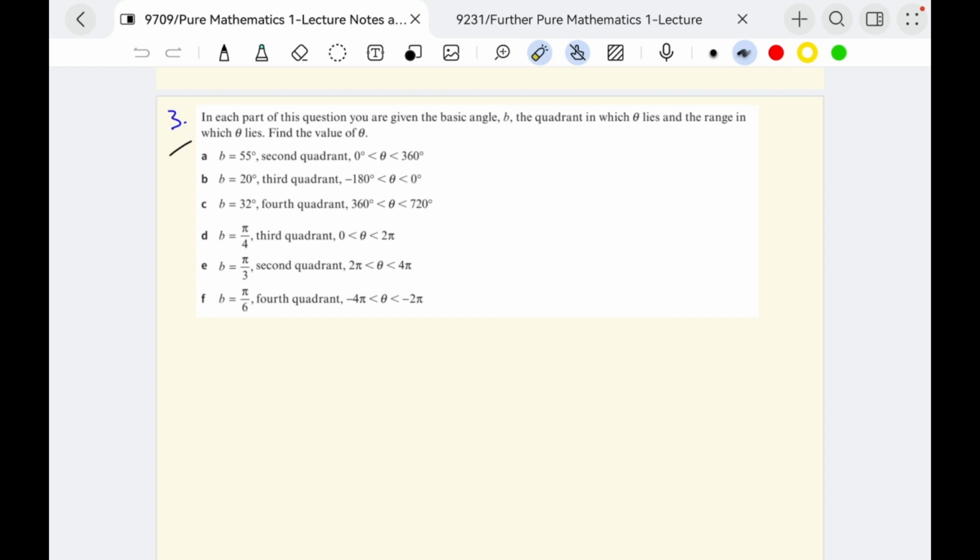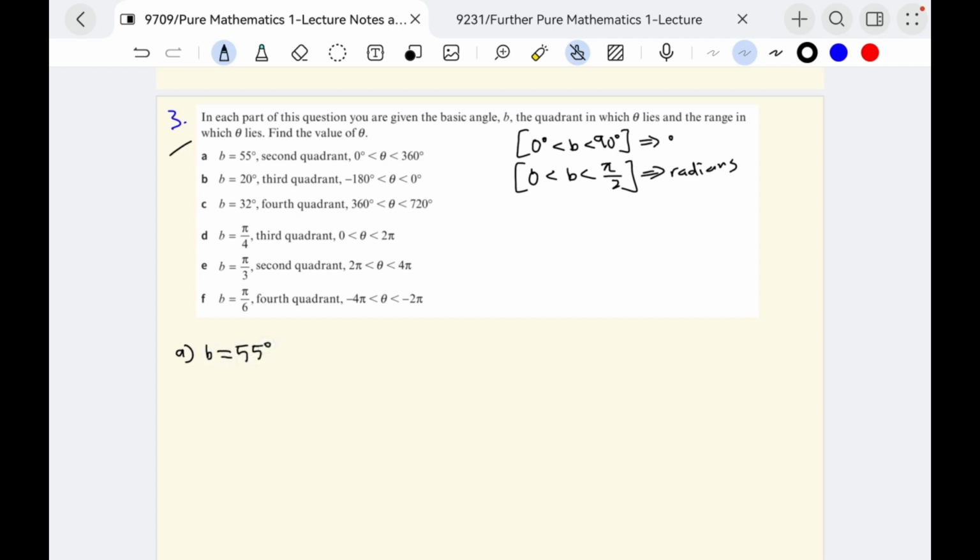In each part of this question, you are given the base angle. The condition of the base angle is from 0 to 90 degrees, or from 0 to pi over 2. This interval is for the angle in degrees, and the next row is for radians. So let's start from A. Given that its base angle is 55 degrees, the part wants the second quadrant.